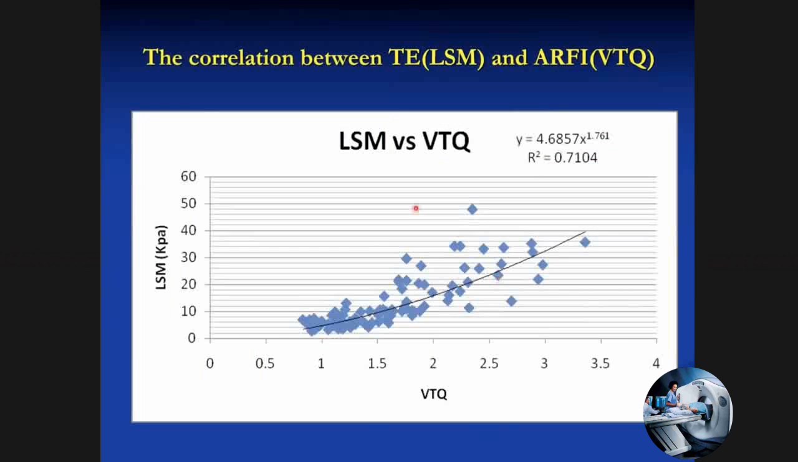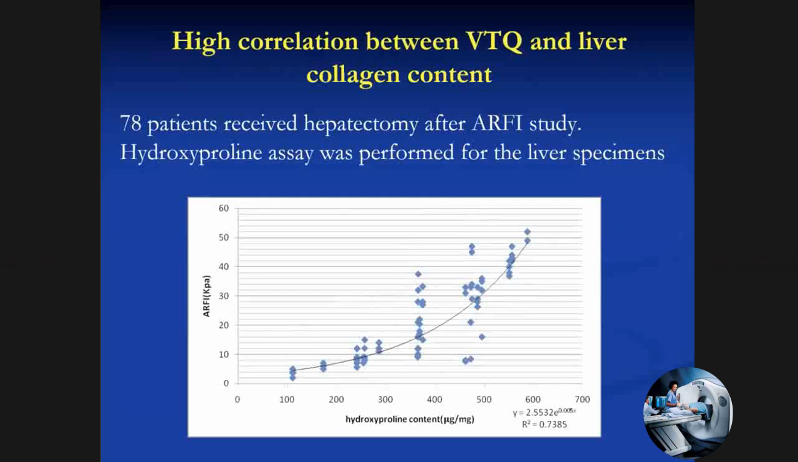The result by the VTQ of the ARFI is very similar to LSM. In Taiwan University, we performed a correlation study. We can find the LSM and the VTQ are highly correlated. And the VTQ result is also highly correlated with liver collagen content.